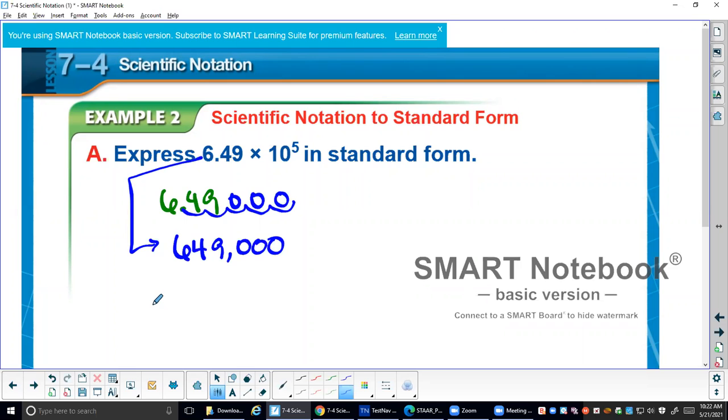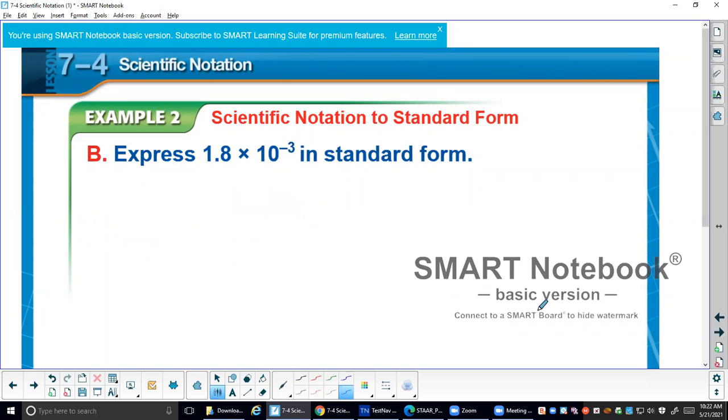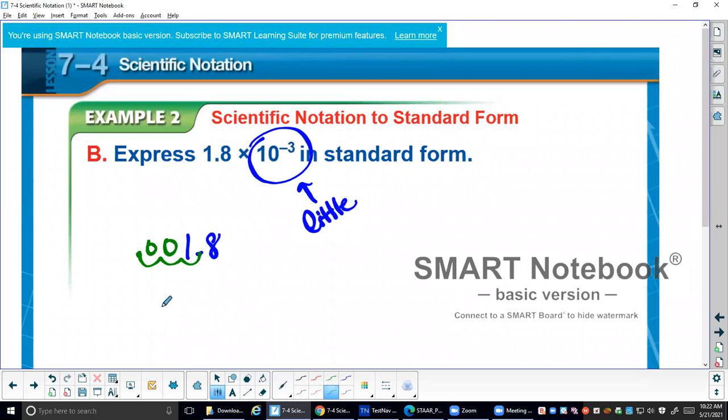Got it? Easy? All right, let's look at this one. I'm going to start over here. Big or little? Little, because it has a negative exponent, right? So we're going to make it little. That means that we're going to move it to the left. 1, 2, and 3. There's my new decimal, and I got a 0 and I got a 0. So you could write it as, or you could write it as, and we're done.